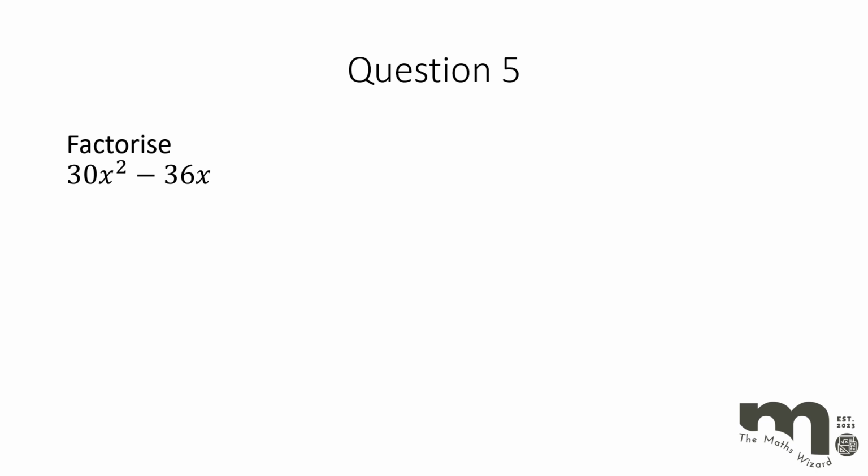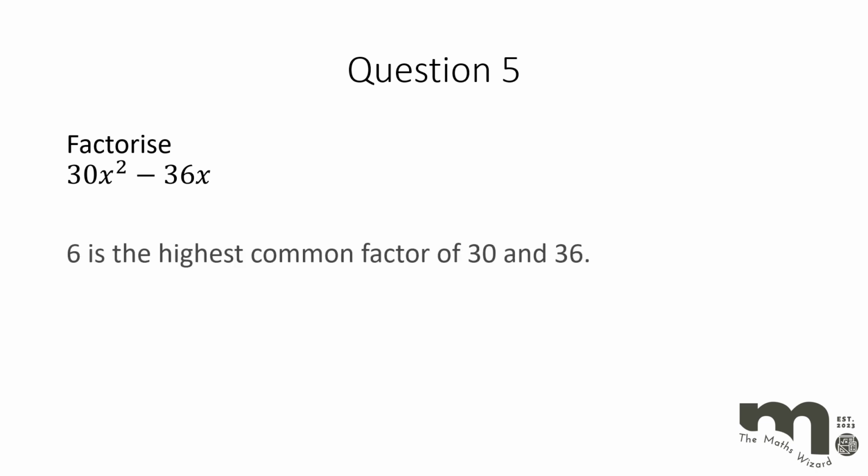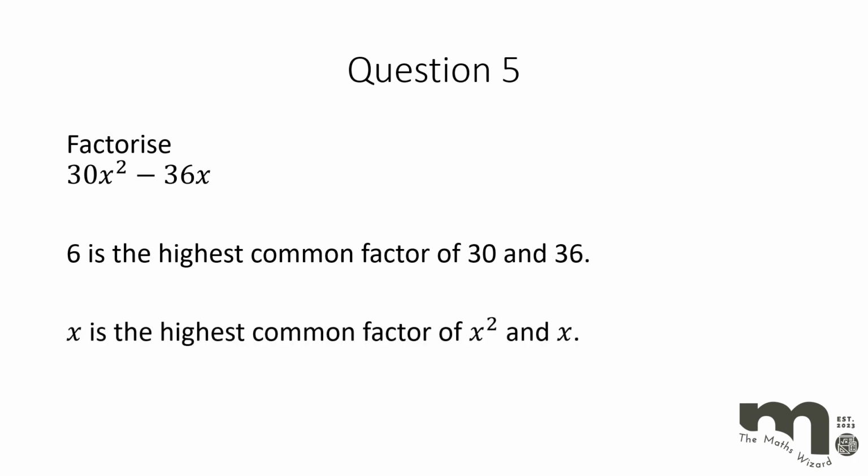So let's have a look at this final example then. Okay, so on this one, in terms of our numbers, 6 is the highest common factor of 30 and 36. And then we've again got the x squared and the x. So x is the highest common factor of those. So we're going to have 6x on the outside. And then if you divide this by 6x, you will get 5x. And if you divide this by 6x, you will get minus 6 on the right-hand side.